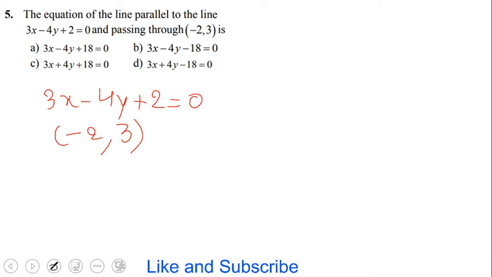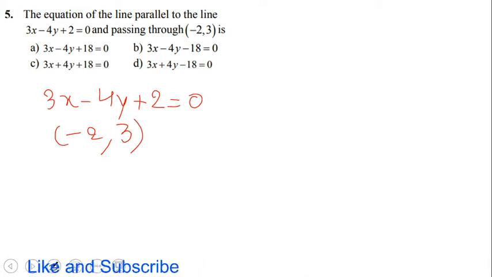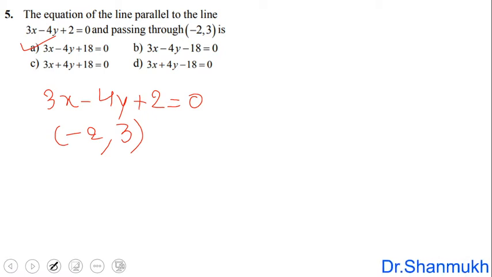LHS equals RHS, it is verified by the first option, which is 3x minus 4y plus 18 equal to 0. So clearly option A is the right answer.